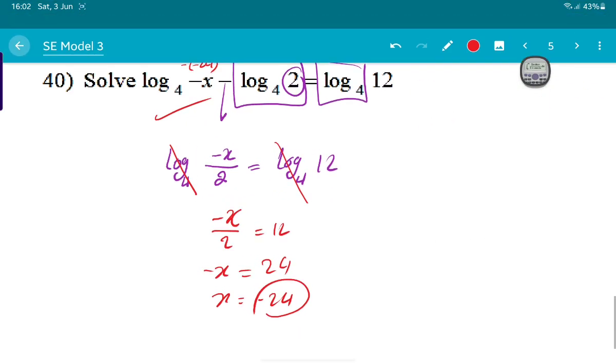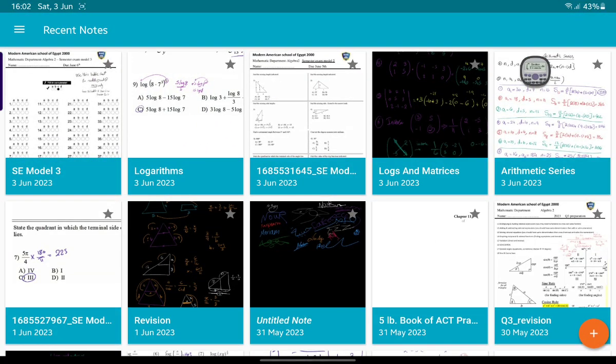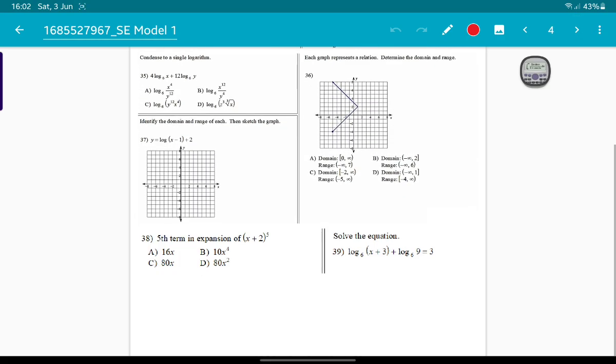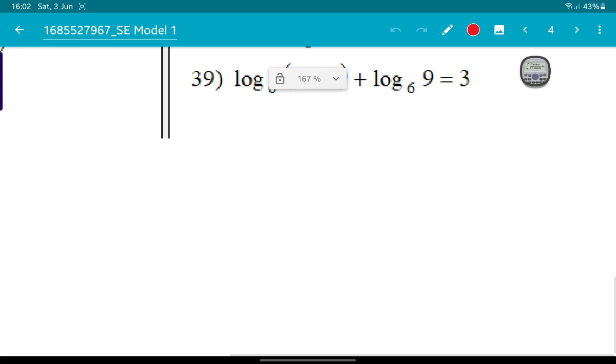Let's do a different one. Okay, this one, let's try to solve this. Yes, this example is good.